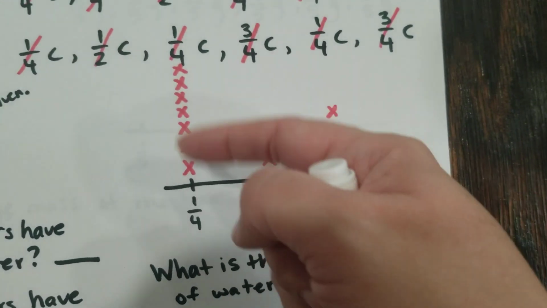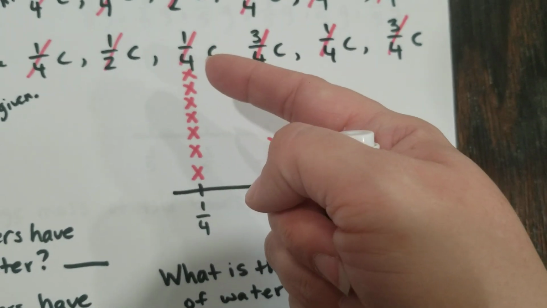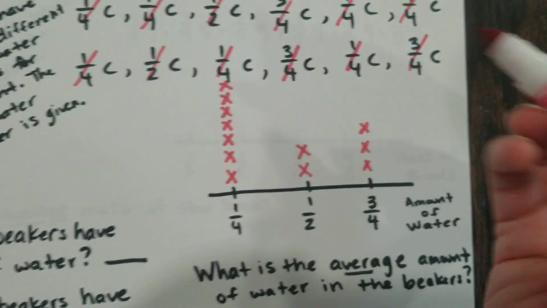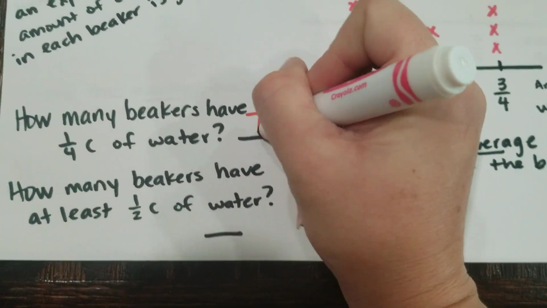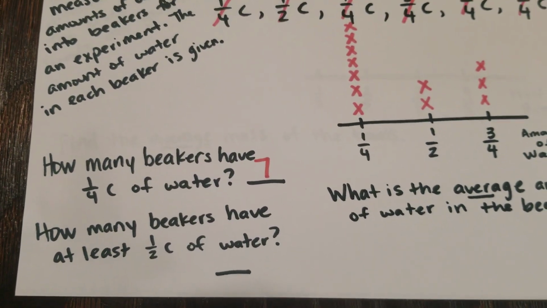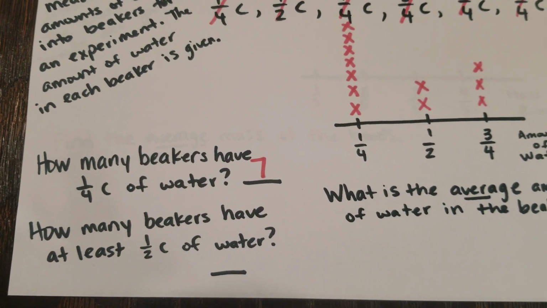Well, right here in my graph, all I have to do is count the x's above the 1/4, and I'm good. So 1, 2, 3, 4, 5, 6, 7. We have 7 beakers that have 1/4 cup of water. And there's my answer. And my graph helped me answer it really quickly because it's organized.